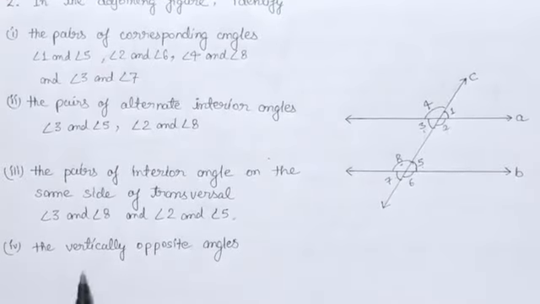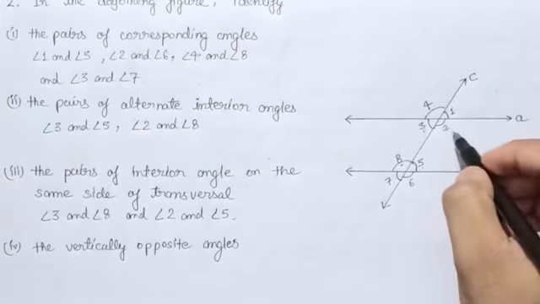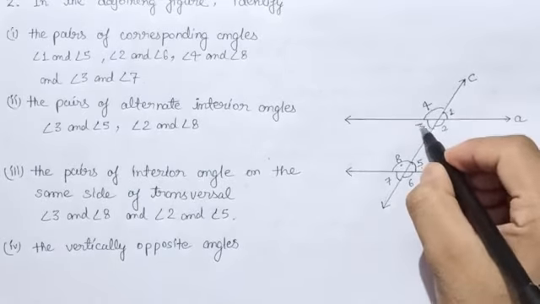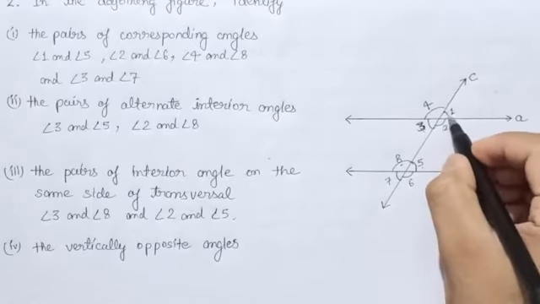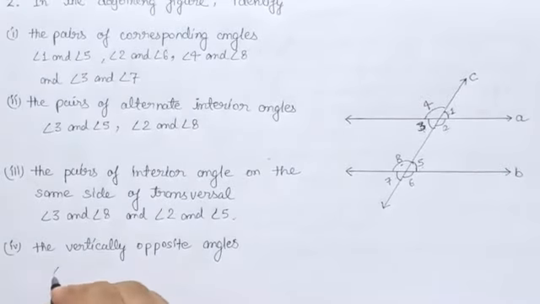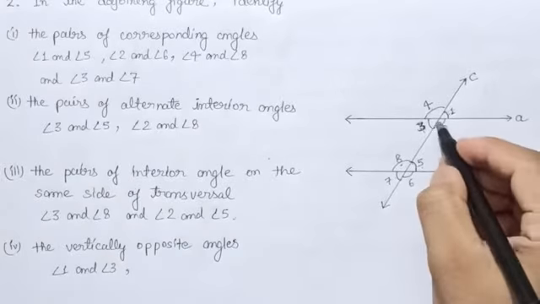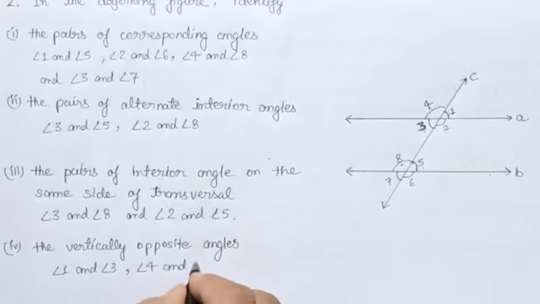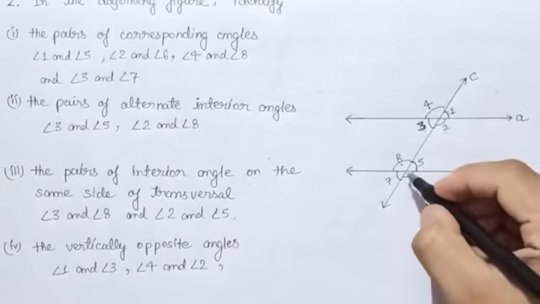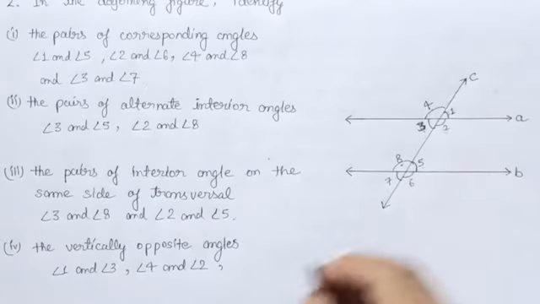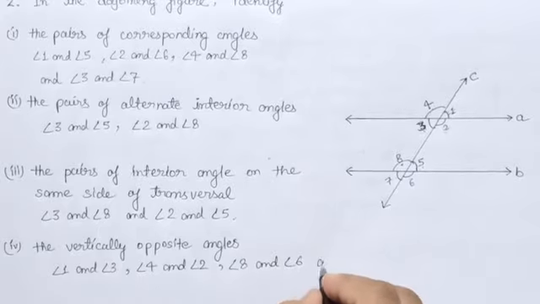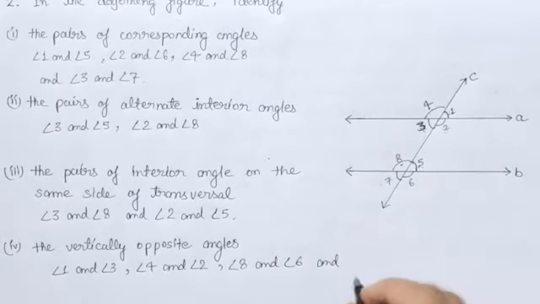Now the last one is vertically opposite angles. Here you can see angle 1 and angle 3 is one pair of vertically opposite angles. Angle 4 and angle 2 is the next pair. In the same way, two more pairs: angle 8 and angle 6, and the last one is angle 5 and angle 7.